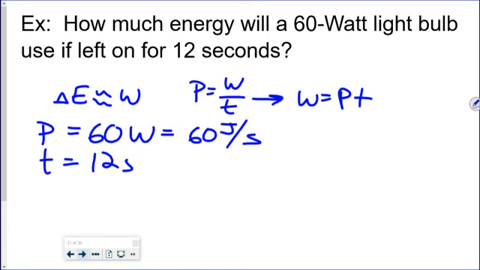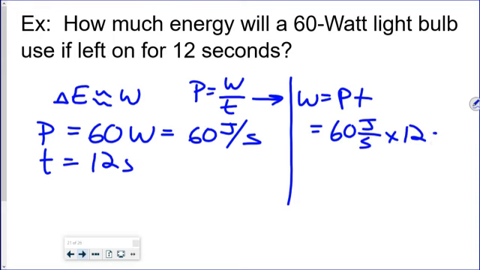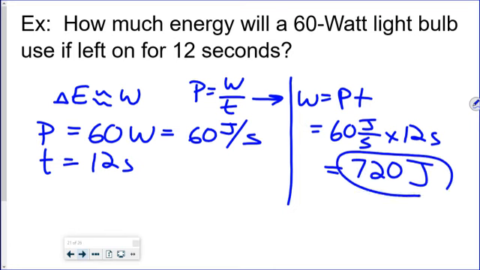So 60 joules per second times 12 seconds. Oh, I just used 720 joules of energy. Okay, so that one really is just designed to help you see what a watt is. It's not a great application of the equations. Really, that's more dimensional analysis, I guess. Stoichiometry, I don't know what you want to call that. Stoichiometry might not be the right word there.